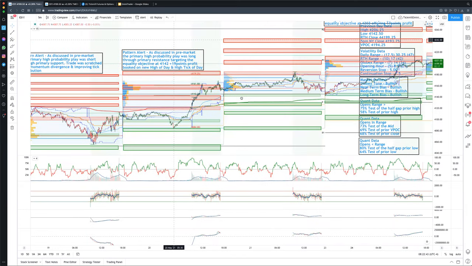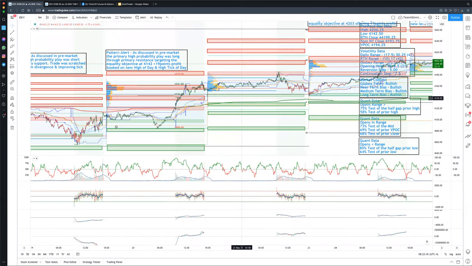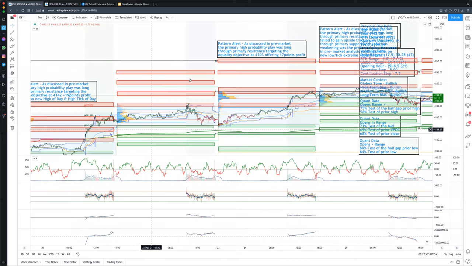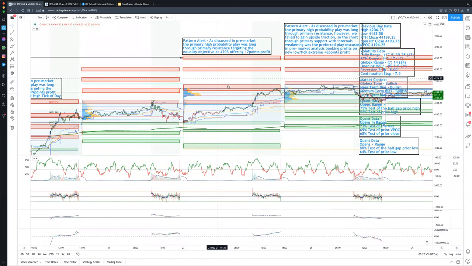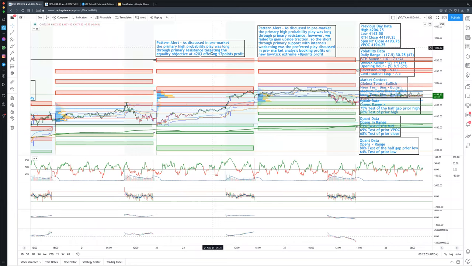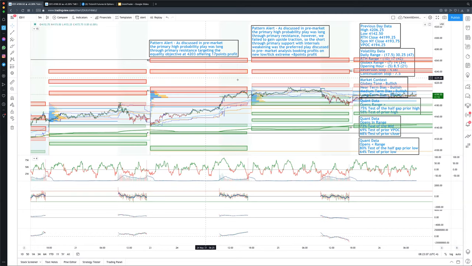No trades on the 21st of May. Let's see what we got here. So came into the day bullish. High probability trade was long through primary resistance, targeting the equality objective at 42.03. And again, that provided 17 points of profit there on the break through the primary resistance, with those positive internals confirming.